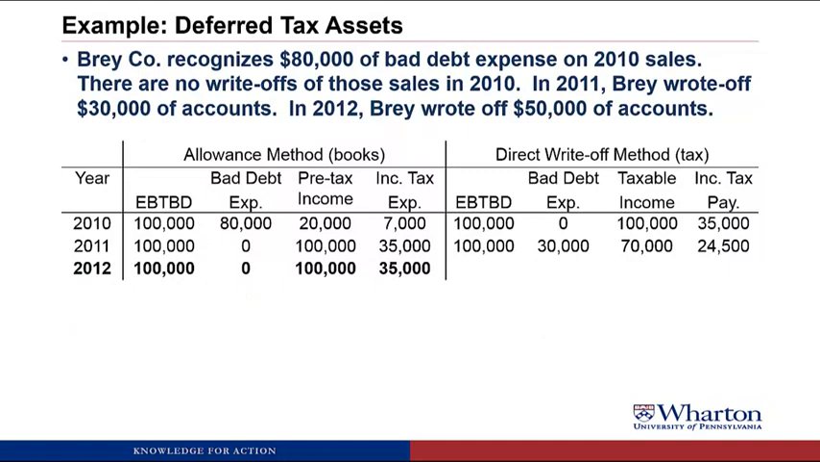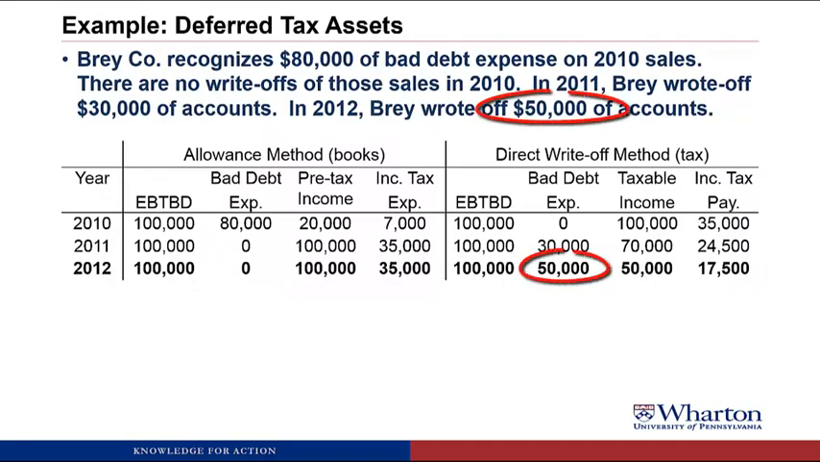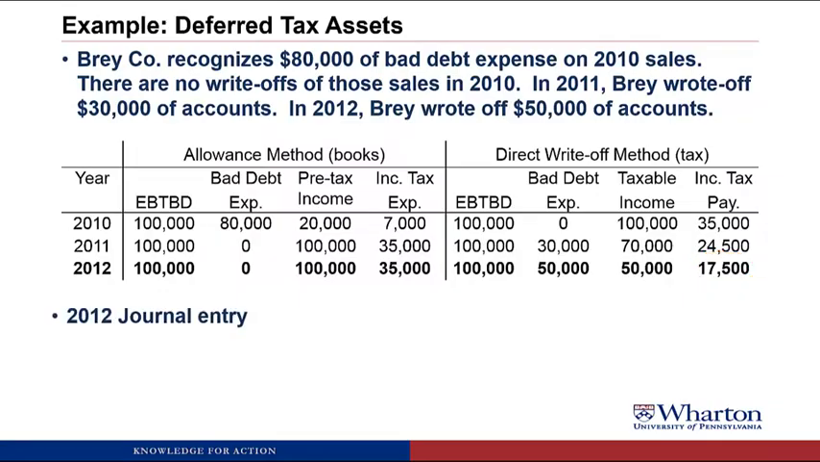Then in 2012, we have the same $100,000 earnings before taxes and bad debts, as we're going to assume. Again, no bad debt expense based on the original sales in 2010. Pre-tax income is $100,000 times 35%. Again, is $35,000 of income tax expense. On the tax return, we're going to have $50,000 of bad debt expense because we wrote off $50,000 of accounts. So the direct write-off method is when we write off the accounts, that's when the expense shows up. Gives us taxable income of $50,000 times 35% gives us income tax payable of $17,500. Why don't you go ahead and try to do the journal entry for income tax expense and income tax payable in 2012.